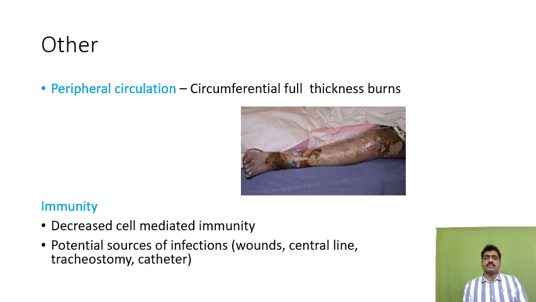Similarly, the immune system is also affected in burns. There is decreased cell mediated immunity in burns, and there are a lot of potential sources of infection in a burns patient. The wounds themselves, and the central lines, tracheostomies, and catheters, can all be a potential source of infection.